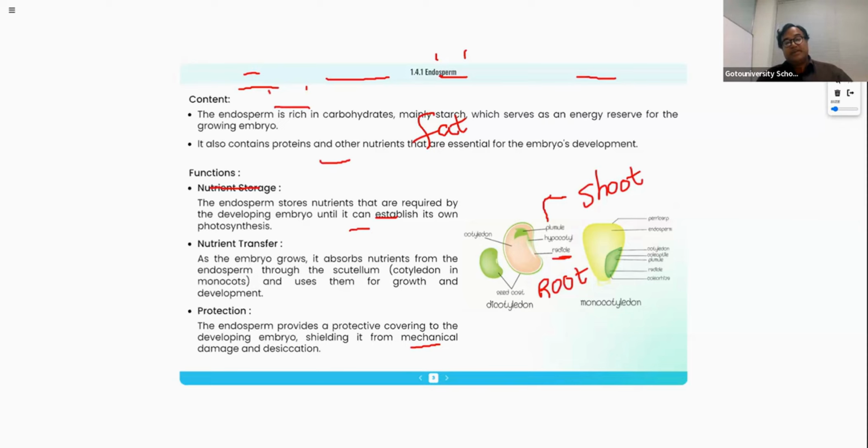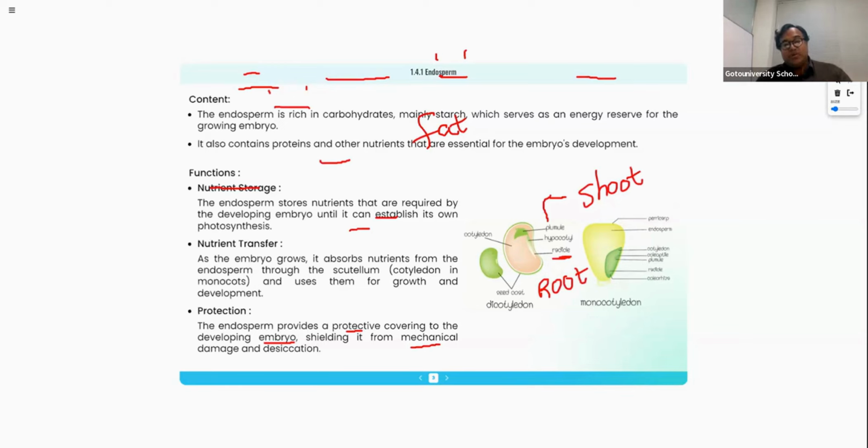So here, the endosperm structure is a nourishing structure and also a protective structure for the seed, like we told you. So then what is embryo? The embryo is nothing but the developed seed. Multiple terminology is very, very important.